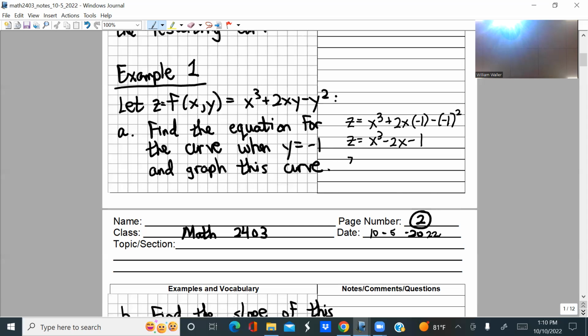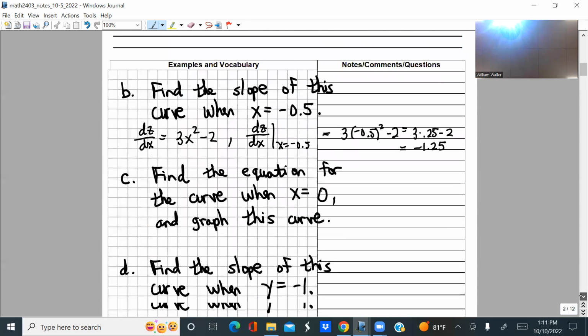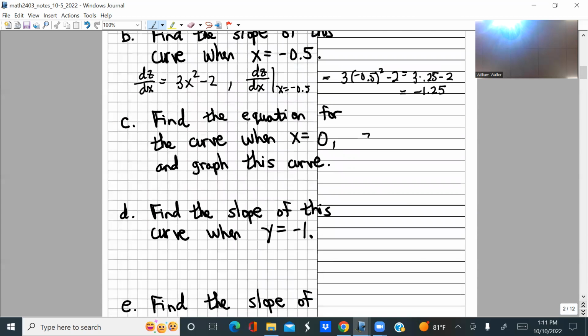Okay, so let's see what we're going to get here. When x is 0, what is this formula reduced to? Is it just minus y squared? Because if you plug in 0 for x, those two terms will disappear. So you get a nice easy curve, and your curve there is z equals minus y squared. That's the equation for the curve.